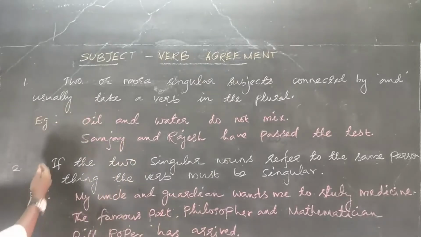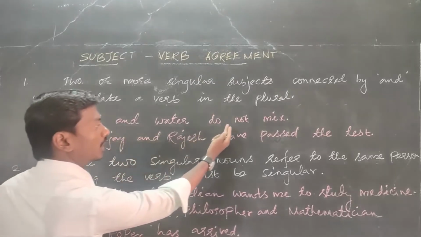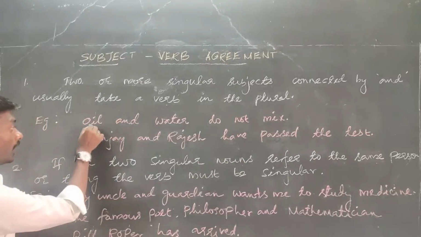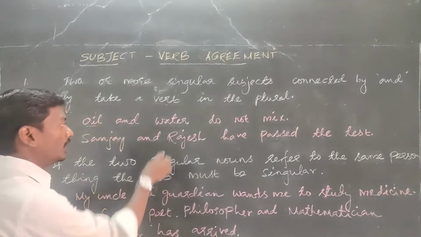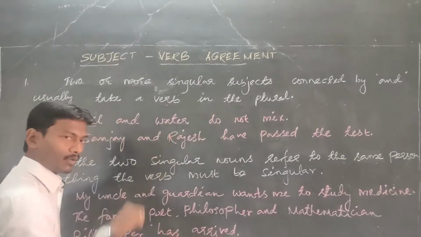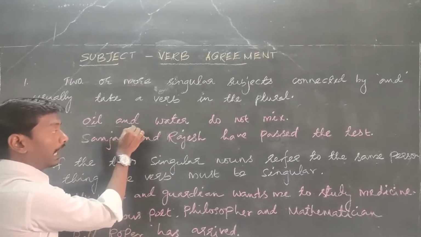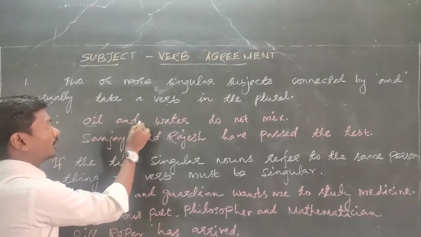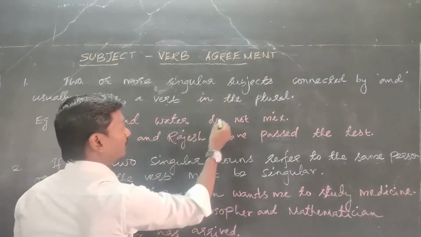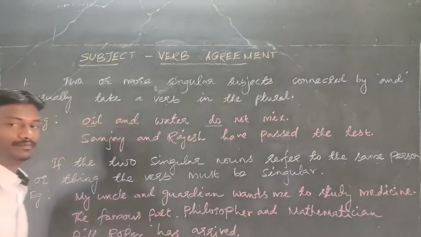Now we see the example. Oil and water do not mix. Oil is a noun. Water is also a noun. But both are connected by and. So it takes the plural verb, do.